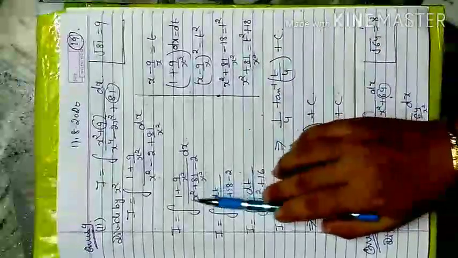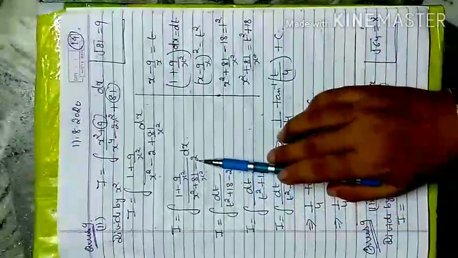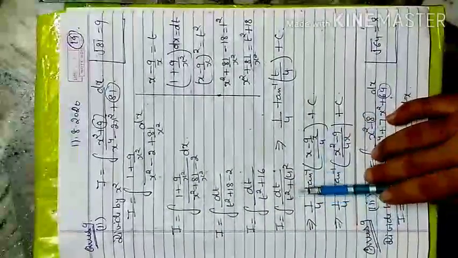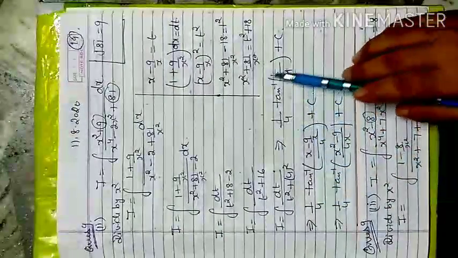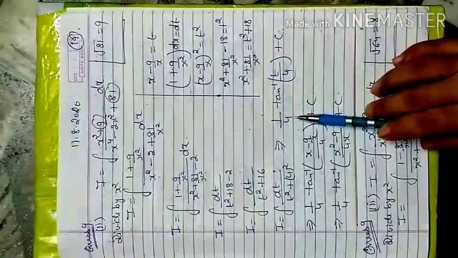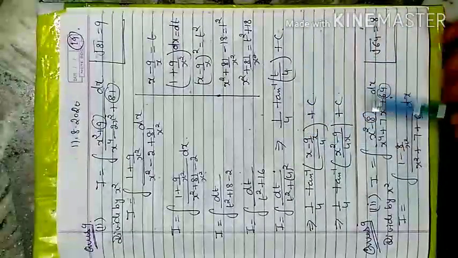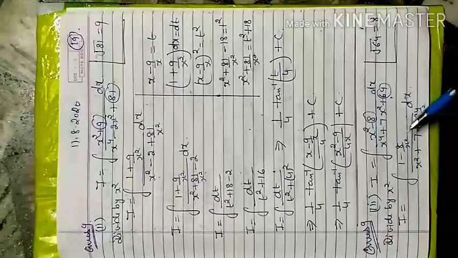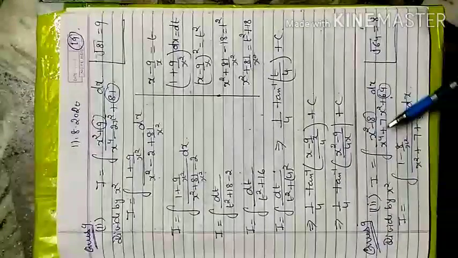Now t square plus 18 you have to write in place of this, and 18 minus 2 gives you 16, that is 4 square. Again the x square plus a square formula, 1 by a tan inverse t by 4. So 1 by 4 tan inverse t by 4, t changes to x, and after LCM, that will be your answer. Similarly, same question, 9th question, third part here.